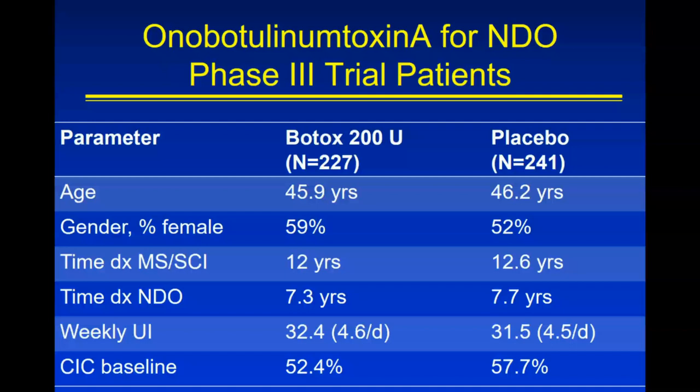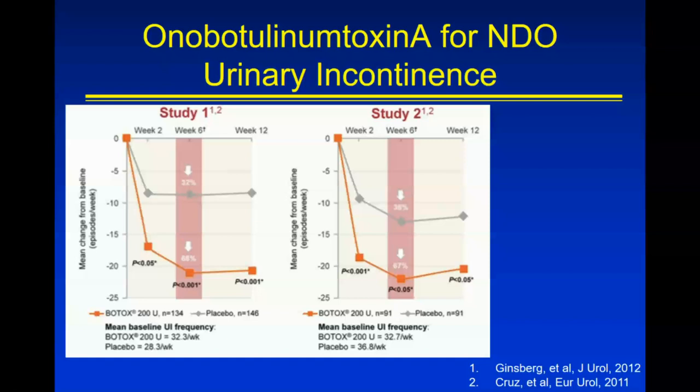So if you look at the two landmark studies, the phase three trials that got this drug approved for neurogenic detrusor overactivity, it's a little bit different than the standard overactive bladder study you see. If you look at overactive bladder meds, it's almost exclusively women. This was about 50-50. They're usually around 65 to 70 years old. This is a younger age group. And these are patients that had either multiple sclerosis or spinal cord injury. And they were wet. They're averaging about 4.5 episodes of incontinence per day. This is a very wet group that has already failed medications.